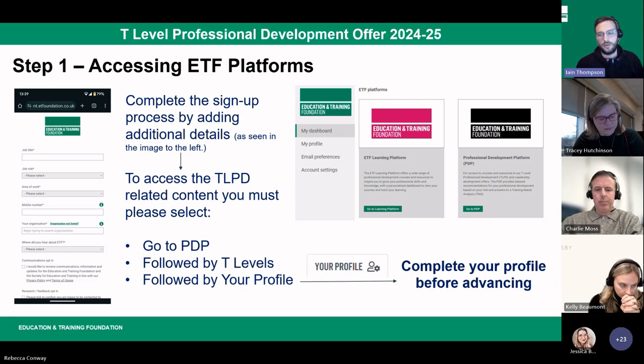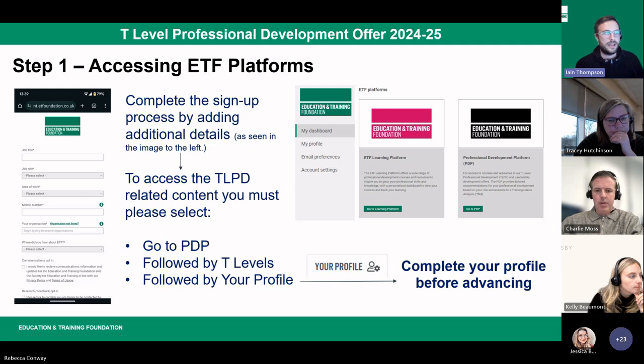So within this learning environment now, you'll be able to do things that we've previously had, like an individual training needs analysis, which is a self-assessment you can do that throws up some training that might be relevant to you. You can book onto training.